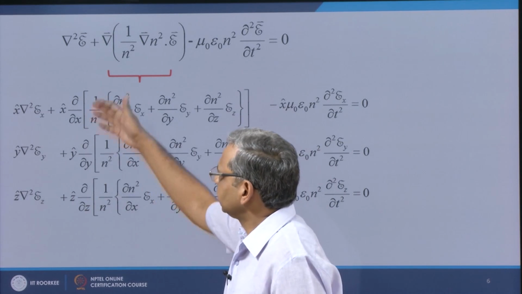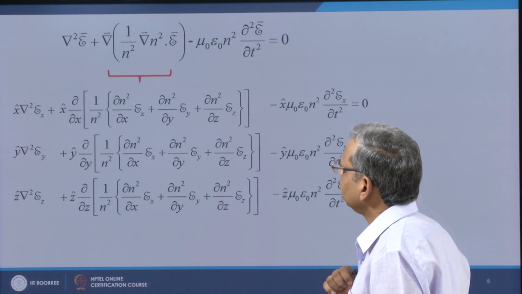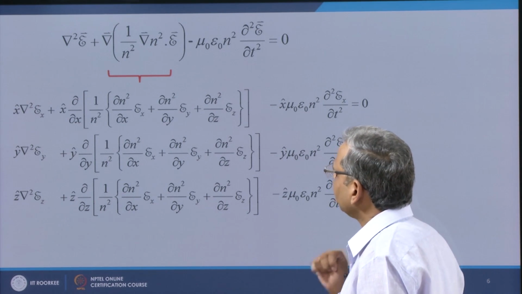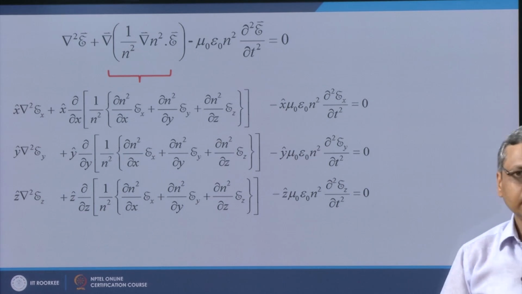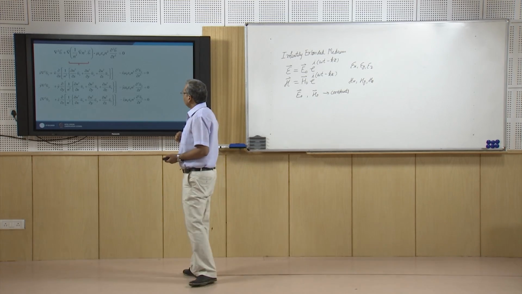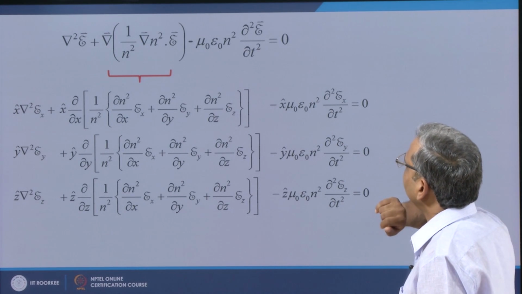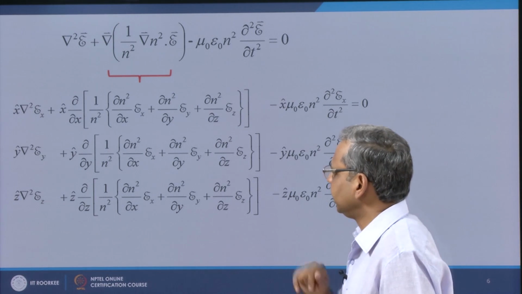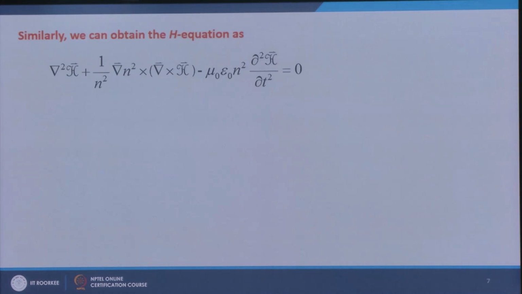then I write down the x, y and z components, and if I expand this, what I see is that now it is not possible for me to separate out x, y and z. T can be separated out, that is not a problem, but I cannot separate out x, y and z. The x, y and z solutions cannot be separated out, which I could do in the case of an infinitely extended medium. So, what do I do now?